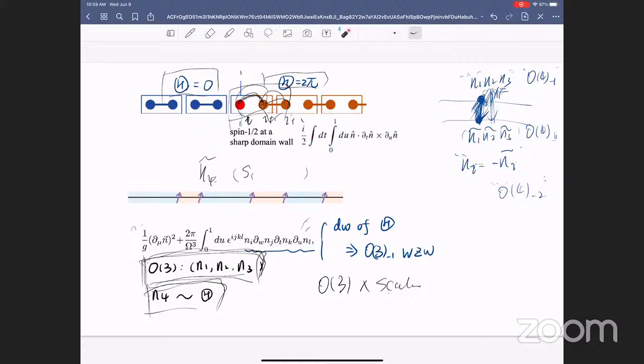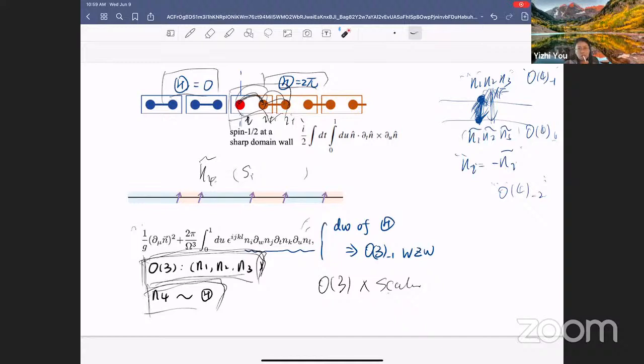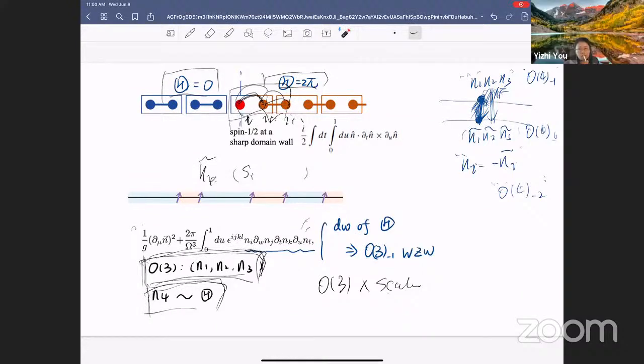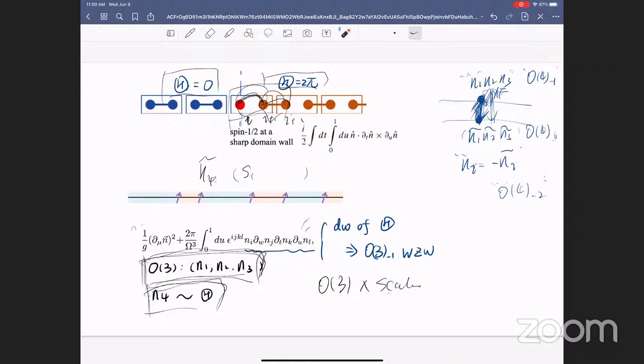You started the story with spin half fields and so forth in the O3 sigma model. And you wrote that on the previous slides. So you had three n's whose sum was one, and theta was a number, not a dynamical field. Now you say the theta fluctuates. So is it the same system or not the same?